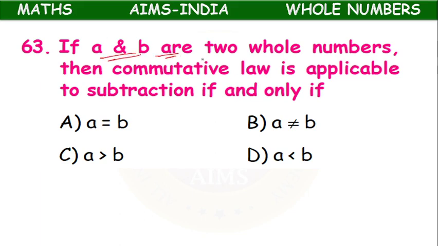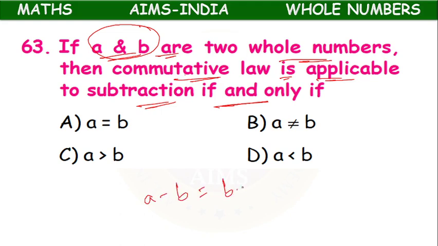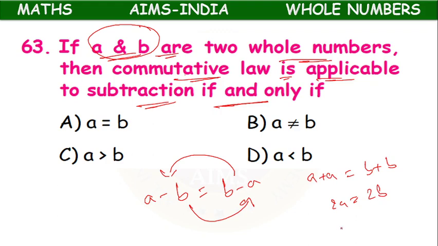If A and B are two whole numbers, then the commutative law is applicable to subtraction if and only if. When can we say the commutative law is applicable? If A minus B equals B minus A. A comes this side, B goes to the right hand side. We can write A plus A equals B plus B, or 2A equals 2B. Cancel the 2, A equals B.